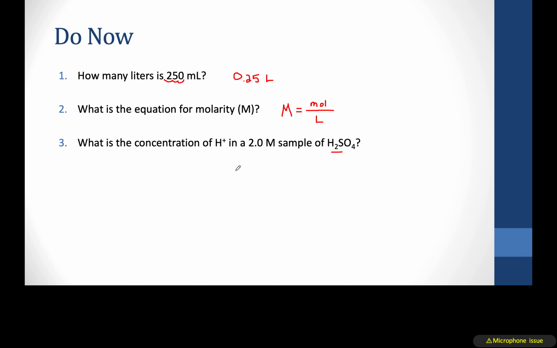So the answer for this is actually 4 moles, or 4 molar, because it asks for concentration. So 4 molar, that's the concentration. That's because in each molecule of H2SO4, there are actually 2 hydrogens. So in a 2 molar sample, if I have 2 moles of this and I put it in water, I actually get 2 hydrogens out of every 1, so it's going to double it up. This is going to be important later in this lesson.